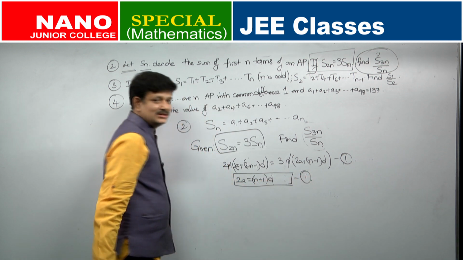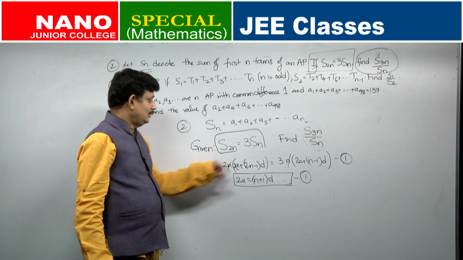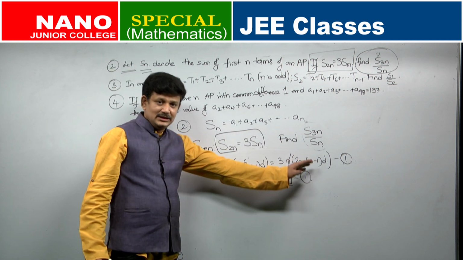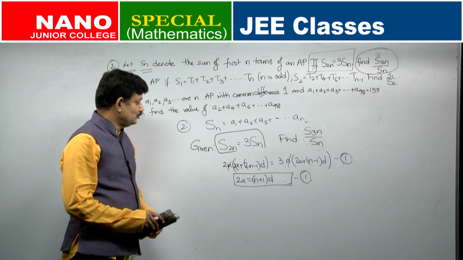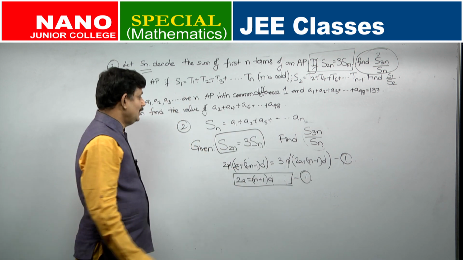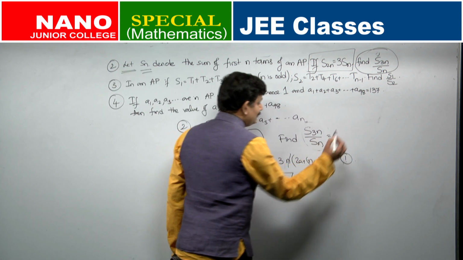Call this result number 1. So, I simplified this for you, and then you can get it cancelled. Take everything on the other side, do the calculations in mind, you will be left with 2a is equal to n plus 1 into d. Now, what am I supposed to find?